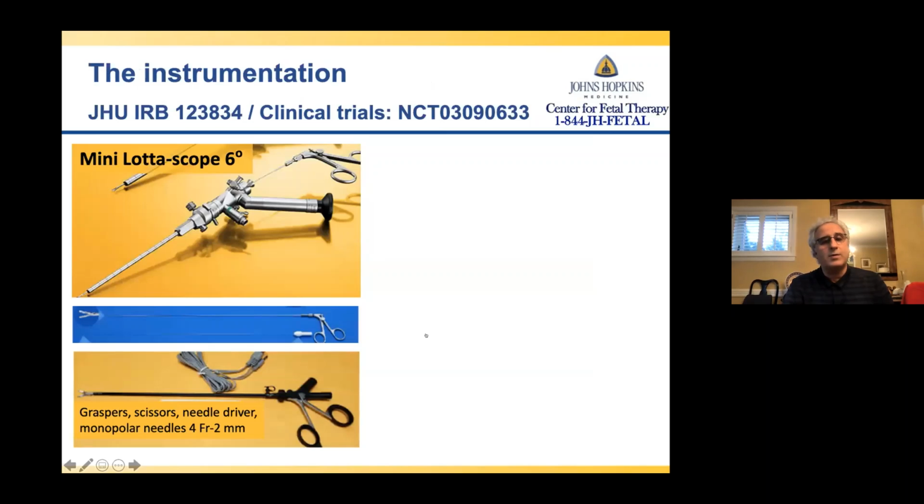So what are we using here? This is a 6-degree laparoscope. That's the only one that we had that was short enough. It has a central working port. We use standard graspers.